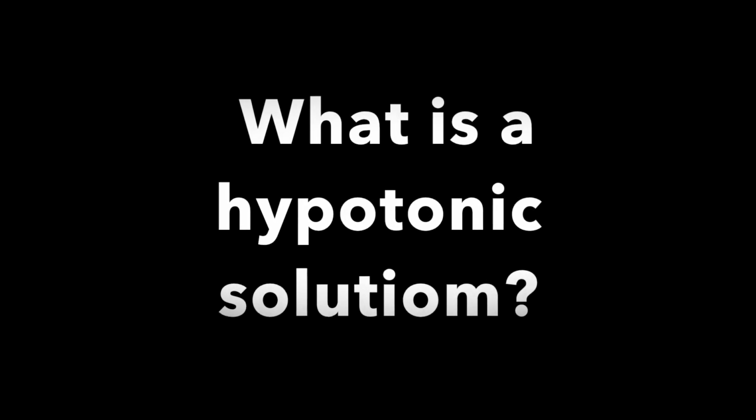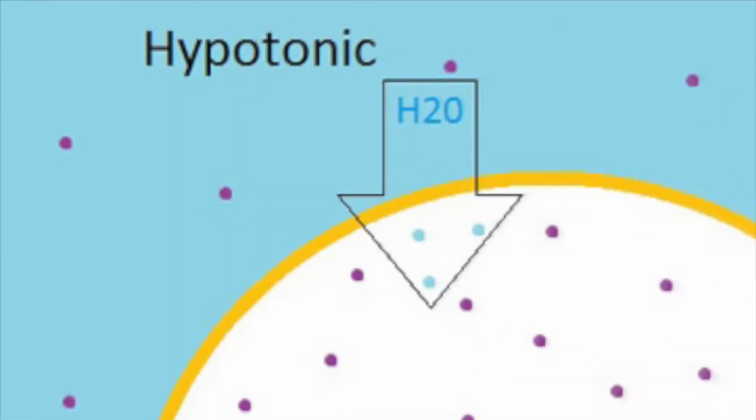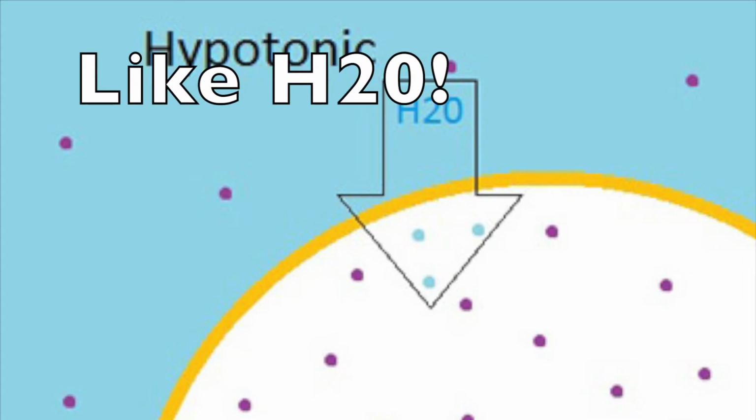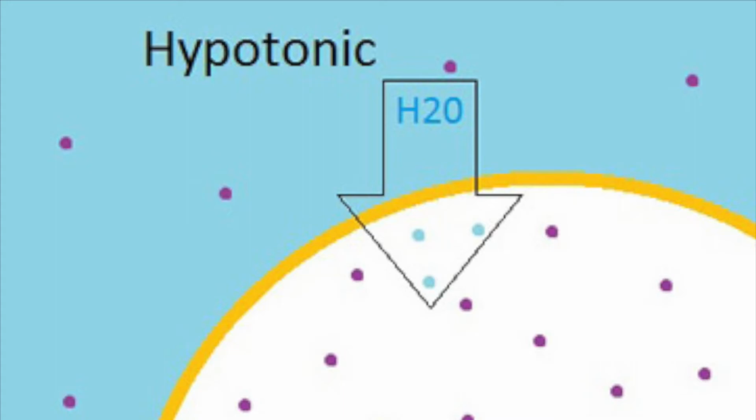What is a hypotonic solution? A hypotonic solution is any solution that has a lower osmotic pressure than another solution. Also, each solution reacts accordingly by comparing their respective crowdedness to each other.